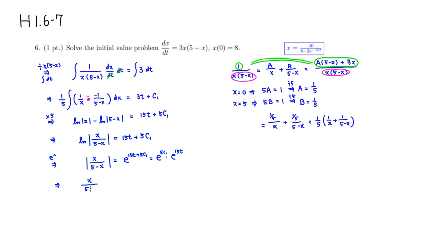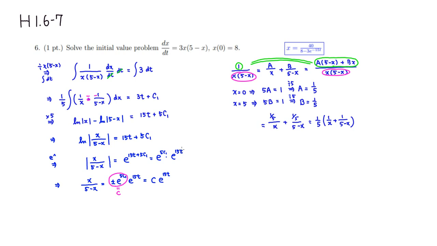value sign. So we have to consider plus or minus e to the 5c1 e to the 15t. Right? Since there's no point of having a complicated expression for just an unknown constant, I'm going to call this guy just c. So this is going to be simply c times e to the 15t. Right? We got that.